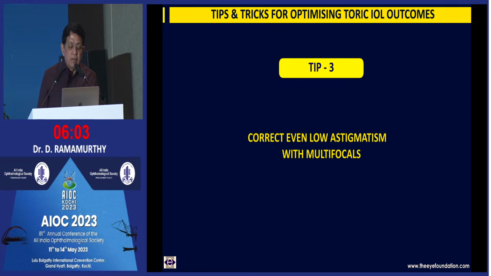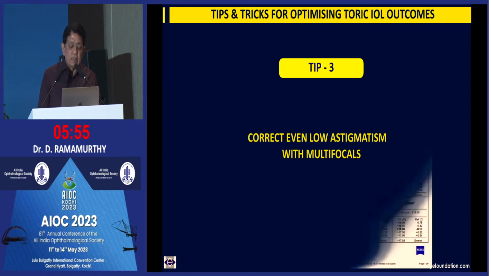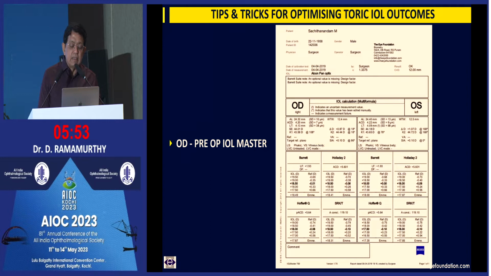Obviously, this must have been emphasized even in this course, that correcting low astigmatism whenever you're resorting to any type of multifocals or EDOF lenses is extremely important. Let me illustrate this with you with an example. We had this patient of 0.87 diopters at 18 degrees, a reasonable amount of cylinder.